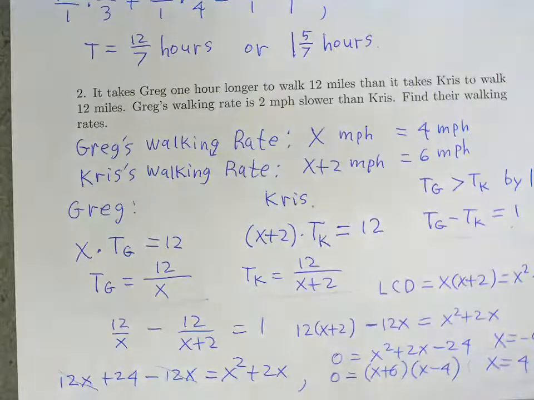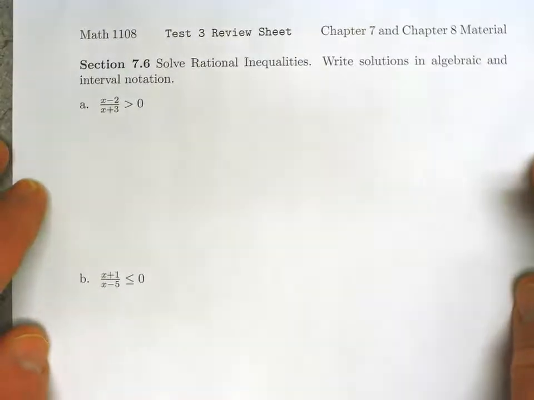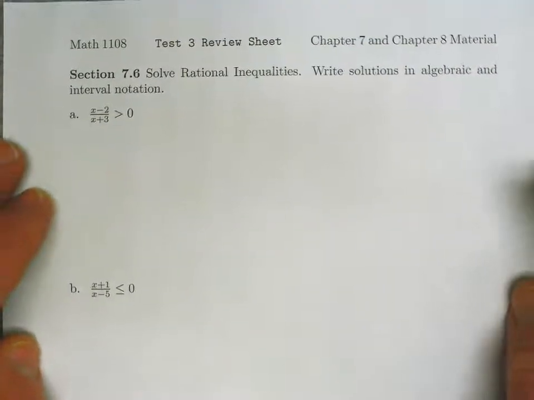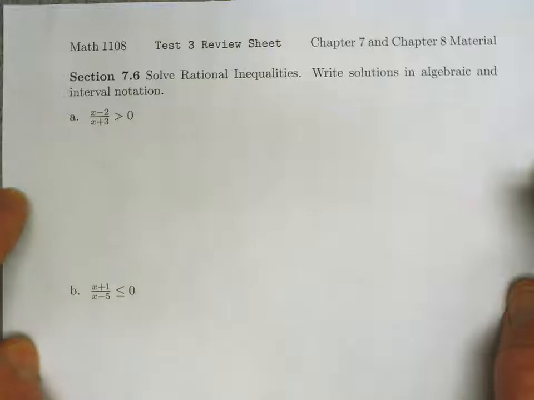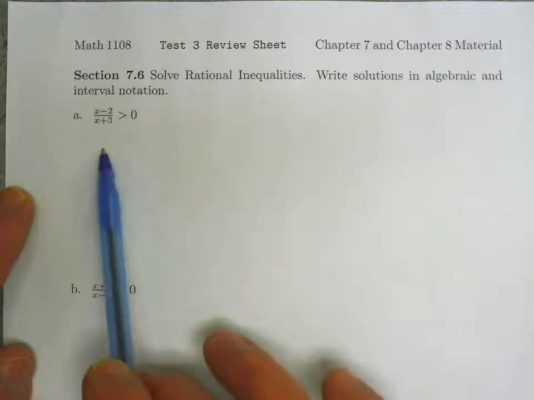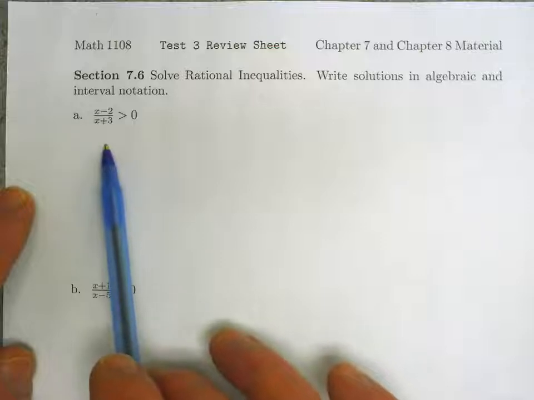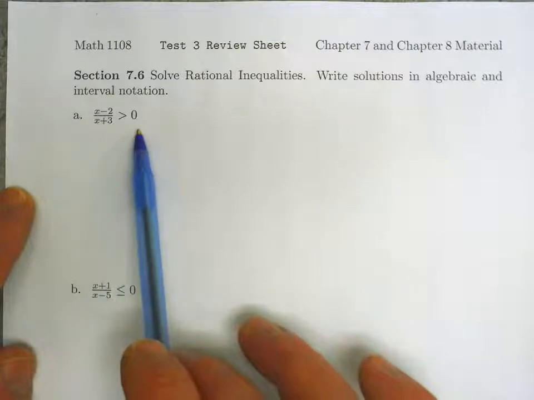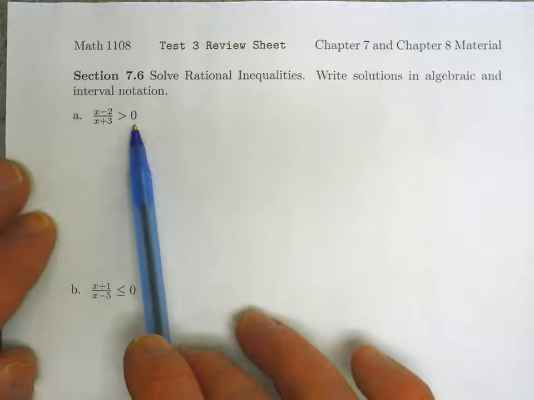Okay, let's move on then to section 7.6. Section 7.6, solve rational inequalities. Solving this one, this is all set up the way we want. x minus 2 over x plus 3 is greater than 0. 0 is already on one side.